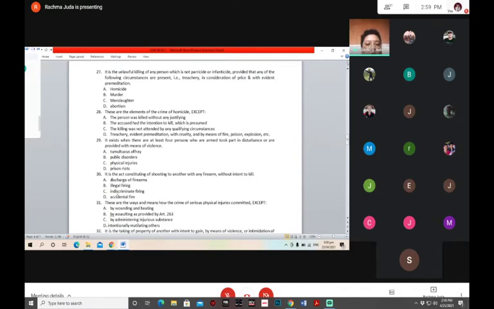Next, 30, it is the act constituting of shooting to another with any firearm pero without intent to kill. So unsa daw ng act na mag-discharge ka o firearm against sa isa ka tao pero ang pag-discharge nimo is without intent to kill. So ang answer dira is kaning Alpha, discharge of firearms.